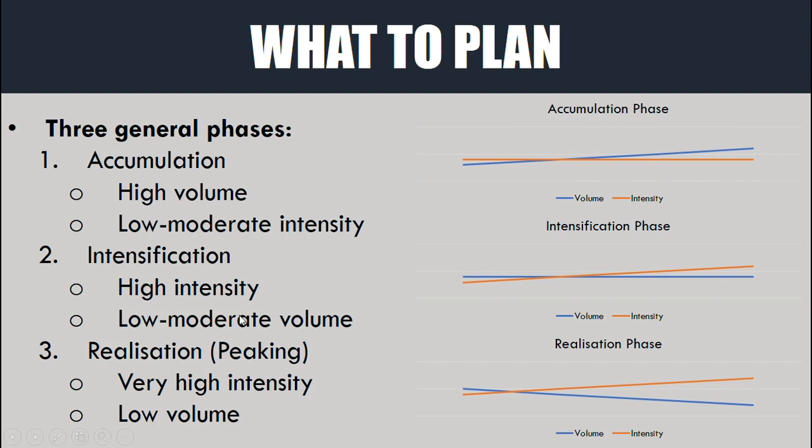We then have an intensification phase, which is when we have low to moderate volumes, but we're progressing in intensity. So if this was an intensification phase on this graph, the volume stays low to moderate while the intensity is slowly rising. We can then have a realization or a peaking phase, which is when we have very high intensities and very low volumes. The way we'd plan that would be to have the intensity rising while the volume is going down. That keeps our intensity as high as it possibly can be while minimizing fatigue by reducing volume.